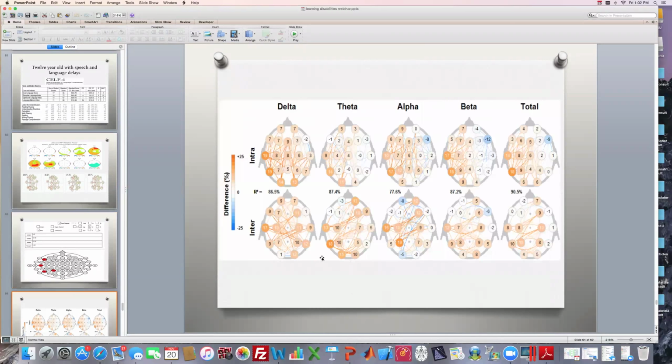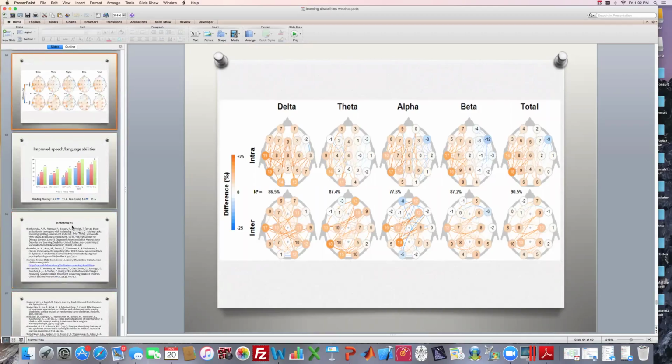After about 12 sessions of training, these are change scores in coherence. These orange circles and lines mean coherence increased from the pre to the post QEEG. We're looking at increases here of 12, 17, 19% over those areas over the left hemisphere where the person was trained. So we would view this neurophysiologically as a very successful treatment.